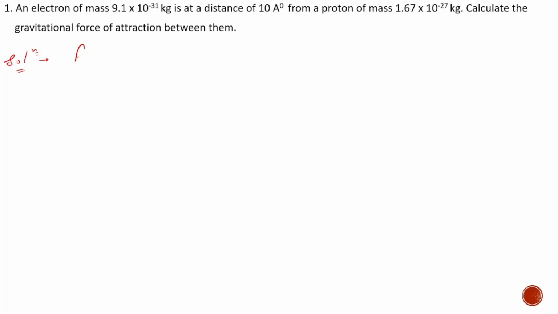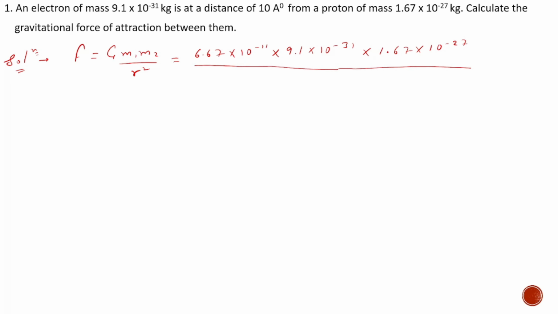According to the universal law of gravitation, we have force equals G m1 m2 by r square. What is the value of G? 6.67 × 10^-11 newton meter square per kg square. Okay, leave the units now. Multiplied by the mass of the first object, 9.1 × 10^-31, multiplied by the mass of the second object, 1.67 × 10^-27, divided by the square of the distance between them.